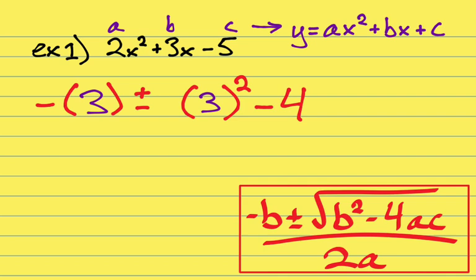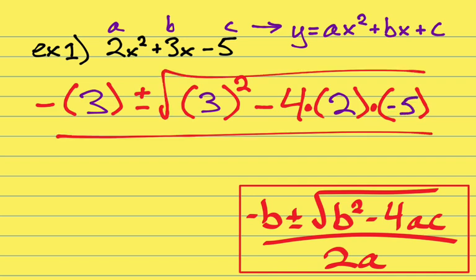Now we're going to write down the minus 4 and put a multiplication dot. And then the value of a goes in next to it, which in this case was 2. And then another multiplication dot. And c goes in last, which in this case was negative 5. And all of that goes over 2 times the value of a, which was again 2. And now we're ready to simplify.